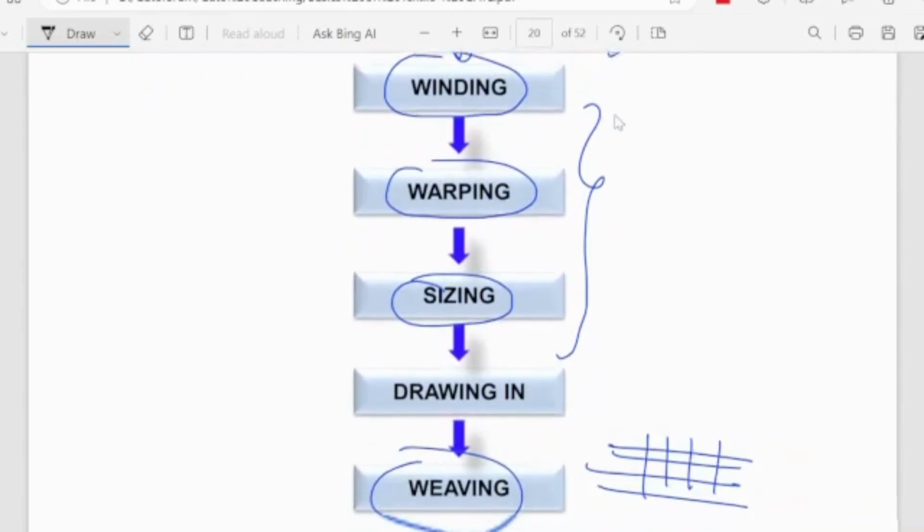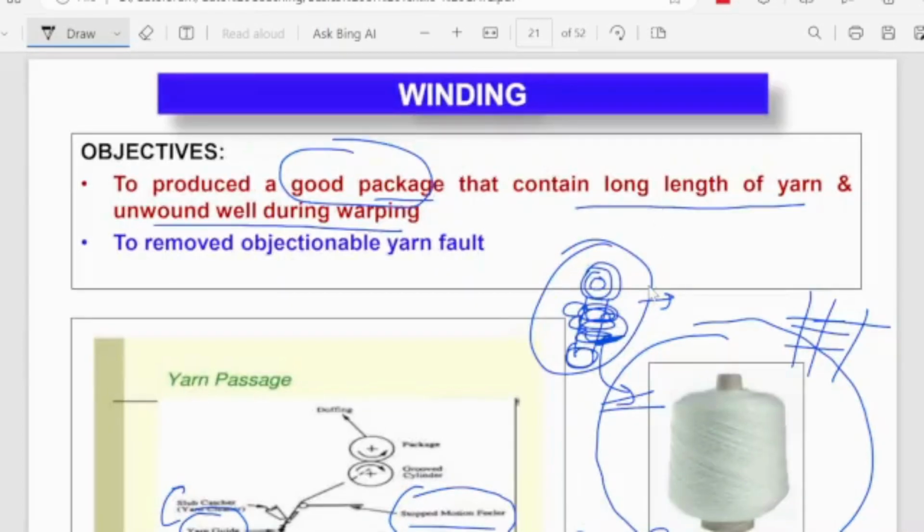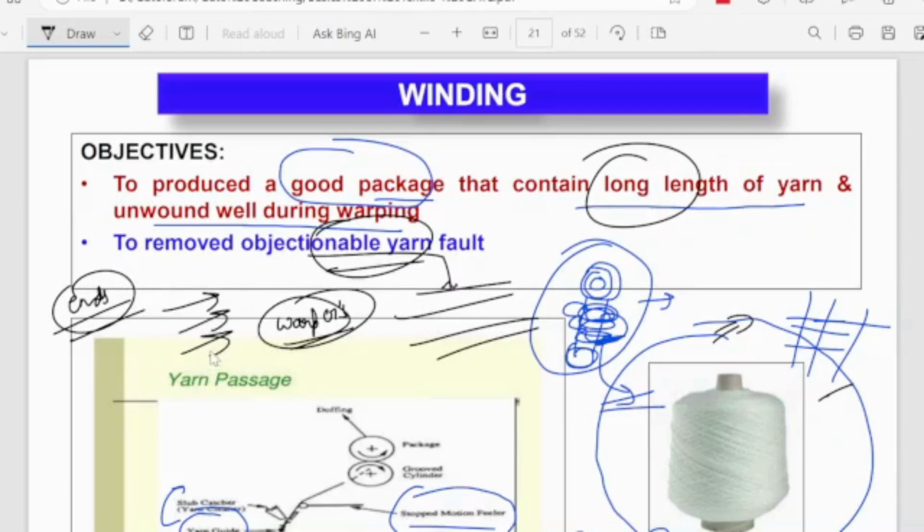So this is a typical process: winding, warping, sizing, drawing, and then weaving is done. Weaving is done to remove the objectionable fault. Here you prepare the bobbin, and the package is prepared so that the warper's beam can be produced in the warping process. Once warper's beam is produced, you just have to insert the pick, and there are ends and picks. Ends are for this warper's beam you will prepare, and then you will insert the weft, and the fabric can be manufactured easily.